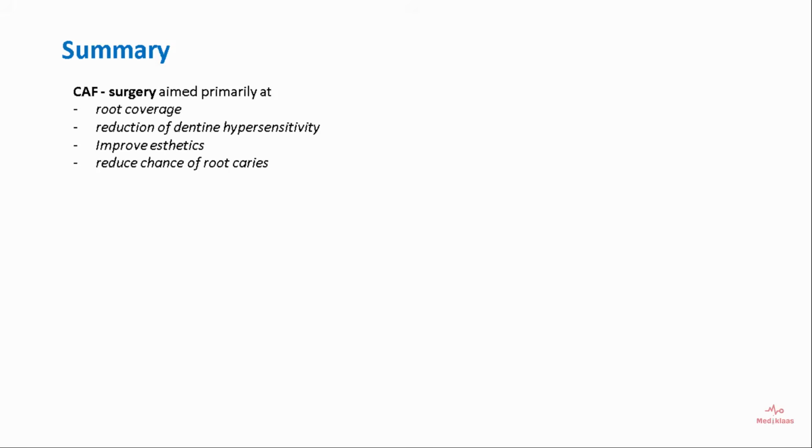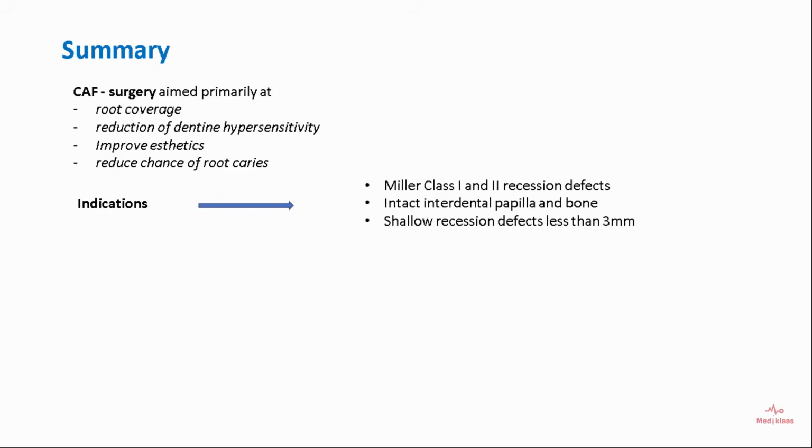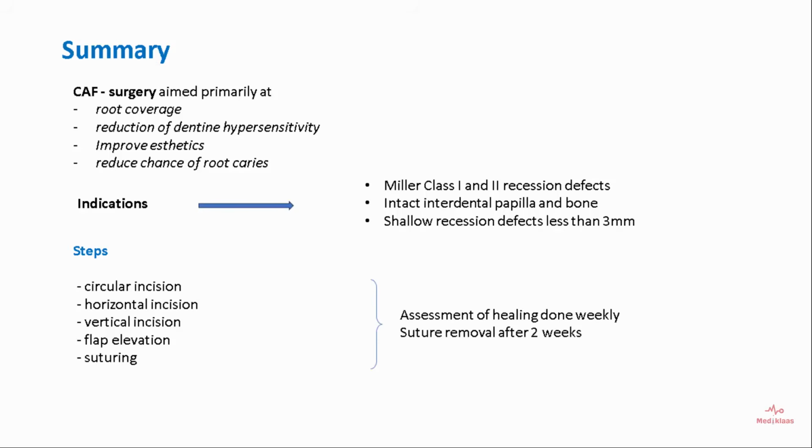So to summarize, coronally advanced flap is a surgery that is primarily aimed at root coverage, reduction of hypersensitivity, improved aesthetics, and reduced chances of root caries. It is indicated in Miller's class 1 and class 2 recession defects with intact interdental papilla and bone, and shallow recession defects which are less than 3 mm. The steps involve circular incision, horizontal incision, vertical incisions, flap elevation, and suturing. Assessment of healing is done weekly and suture removal is done after 2 weeks.